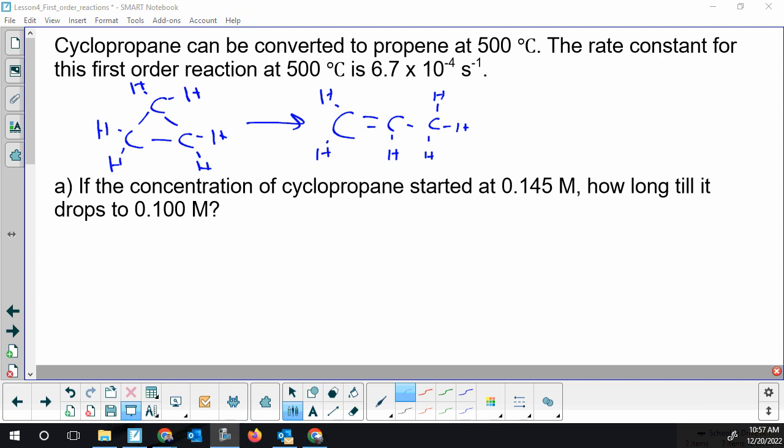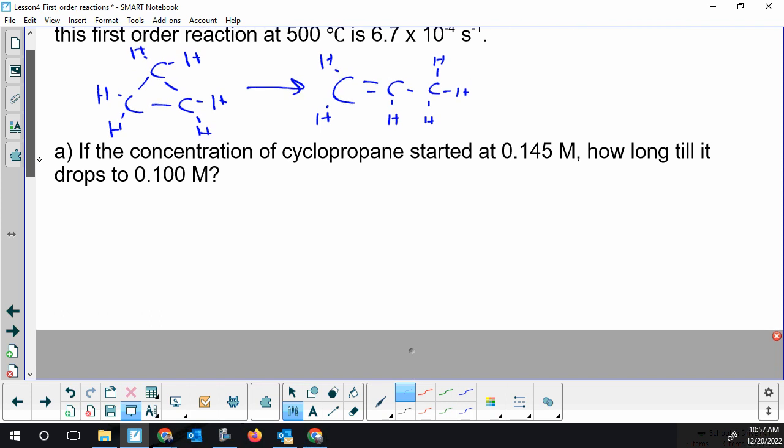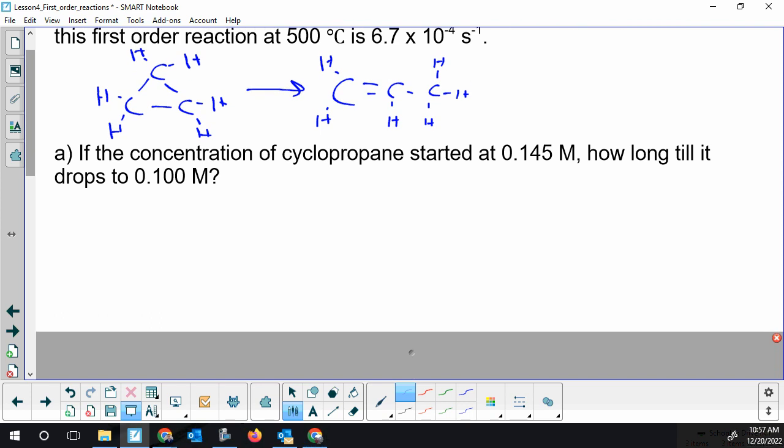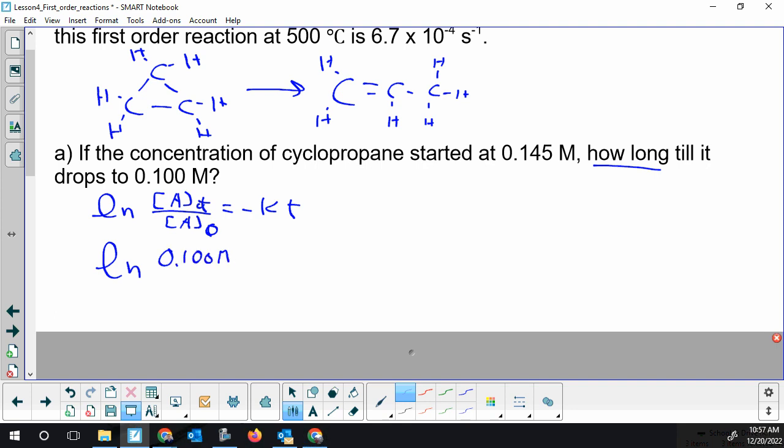So we need our first order kinetics relationship, and we just want to solve for time. We know everything but T. So the natural log of concentration over time versus the beginning is minus KT. So the natural log concentration has dropped to 0.100. Divide by the original. We kind of have a lot of freedom on units in the reaction ratio because they're going to cancel.